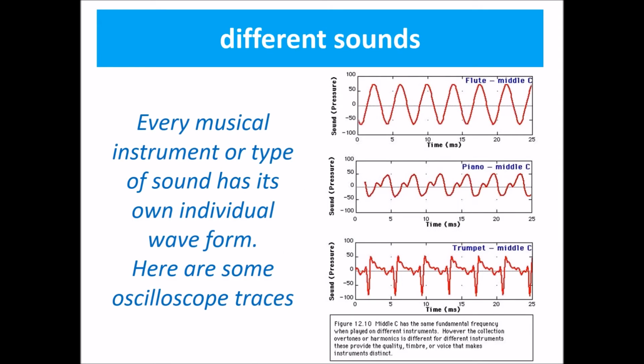So every musical instrument or type of sound has its own individual waveform. Here we look at some of the different types of waveforms of different instruments. In the top one, we've got what a flute sound looks like. A flute wavelength looks like. Sorry, can't see sound, obviously. In the middle one, we've got a piano's wavelength. And then on the bottom one, we've got a trumpet's wavelength. So notice just how different each of those waves are.